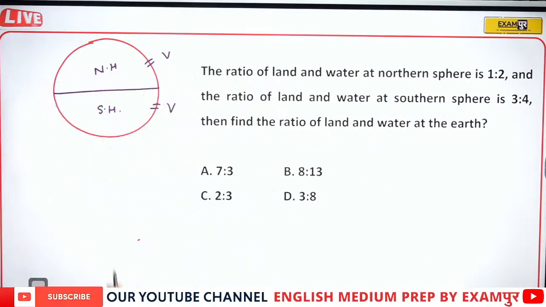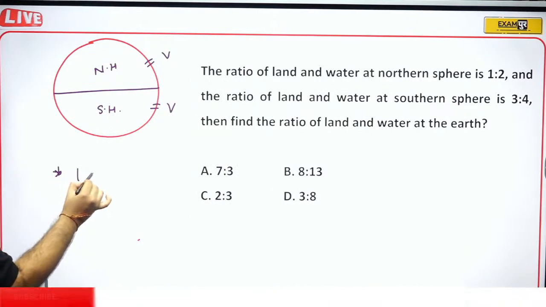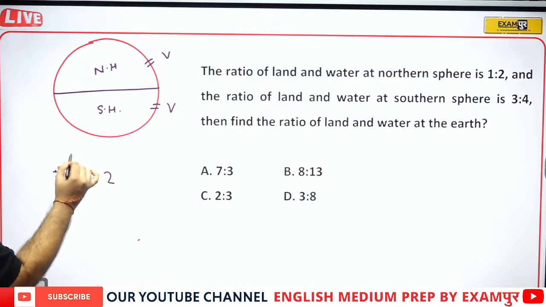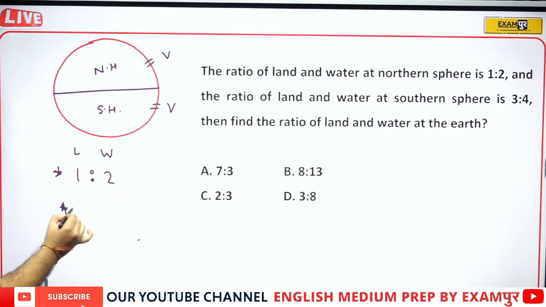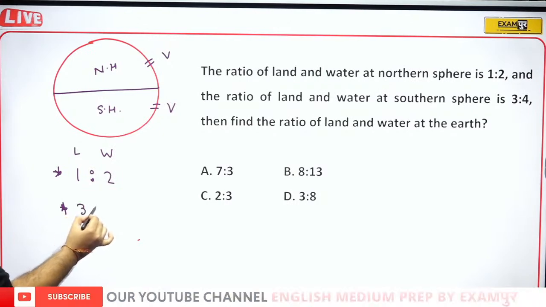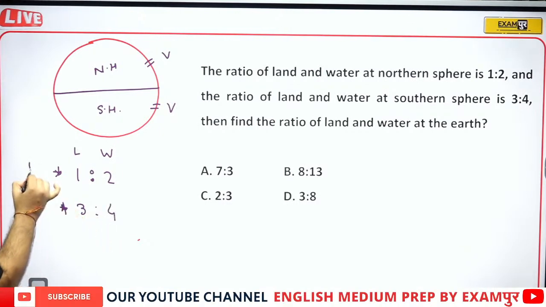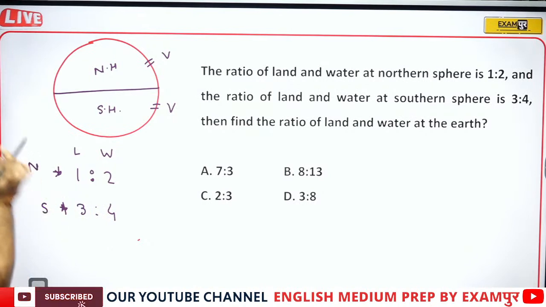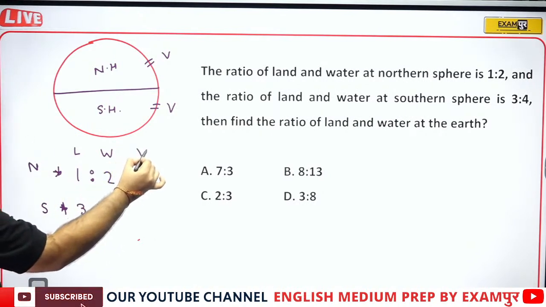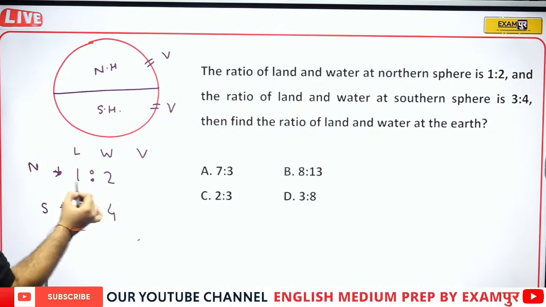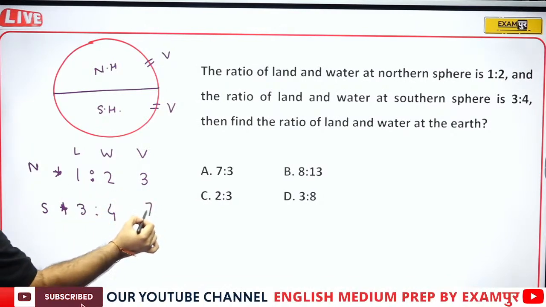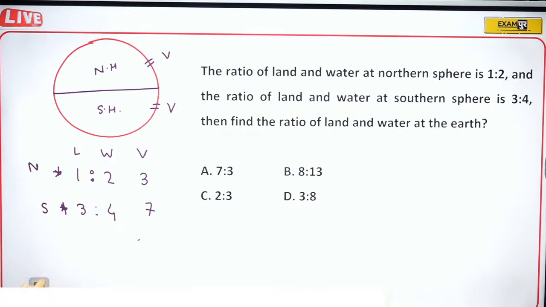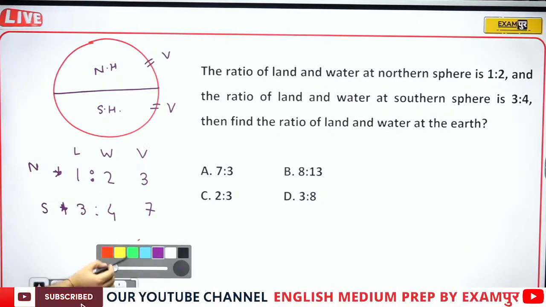What are the ratios saying? In the northern hemisphere, land and water are in the ratio 1:2. In the southern hemisphere, it is in the ratio 3:4. So, guys, according to the ratio, the volume of the northern is 3 and the volume of the southern is 7. It is not balanced.